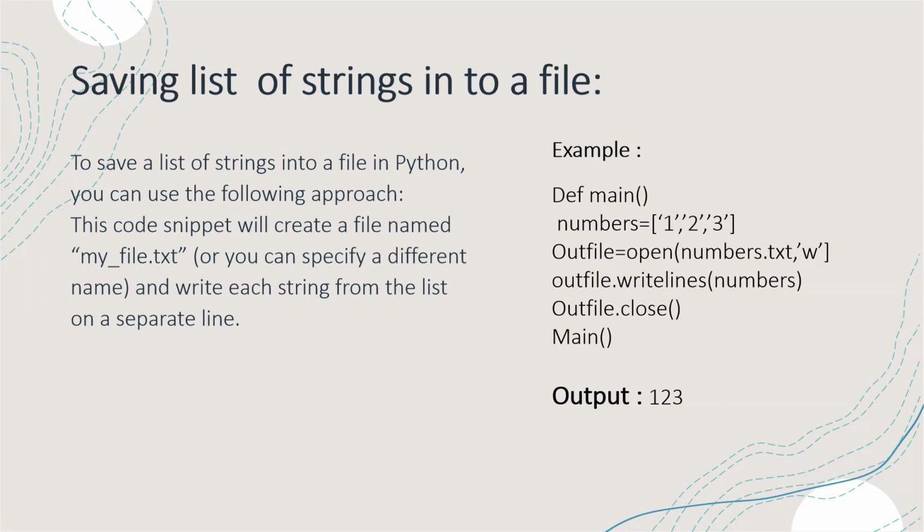Example, here we can write def main, numbers 1, 2, 3, outfile is equal to open numbers.txt with W, outfile.writelines numbers, outfile.close, main. Output is, we have given numbers 1, 2, 3. So the output will be given as 1, 2, 3.